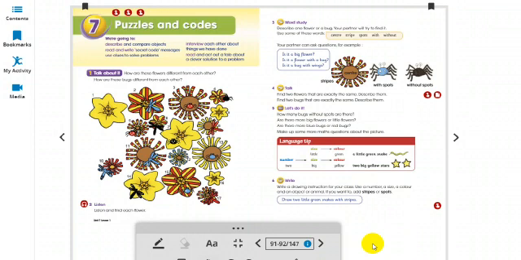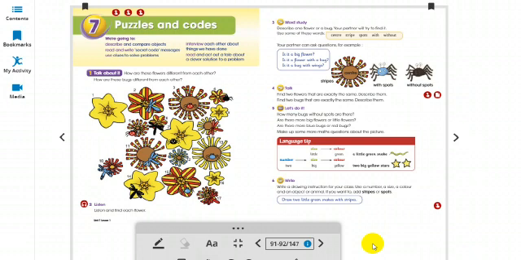My dear students, it's been a long time since we started off with something new and interesting to learn, to understand and to play with. Today, as you can see on your screen, we are going to deal with a new kind of unit that is called puzzles and codes.